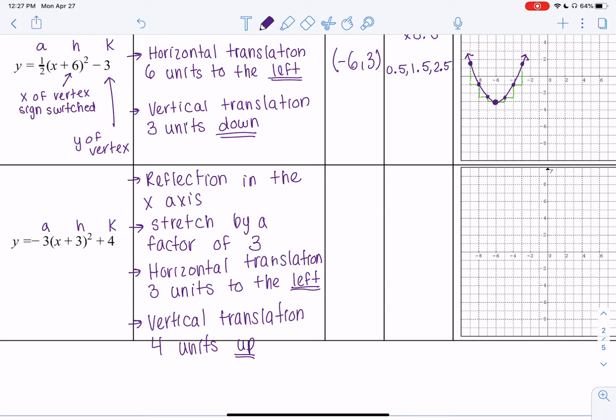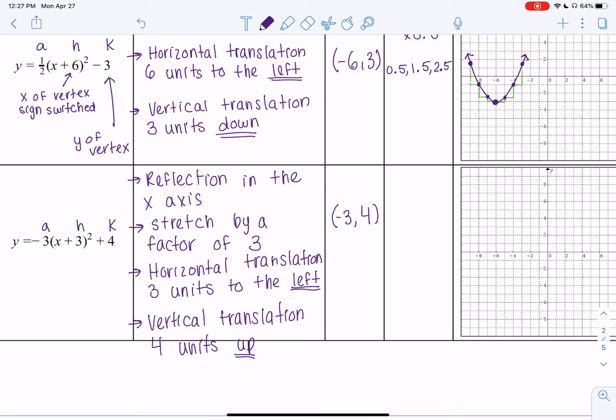We're going to find the vertex both ways so you can really see where it comes from. We're going to start by finding it from the equation. Remember, our H with the sign switched is going to be the x part of our vertex, so we'll have -3. And then our K value is the y part of our vertex, so we have 4.